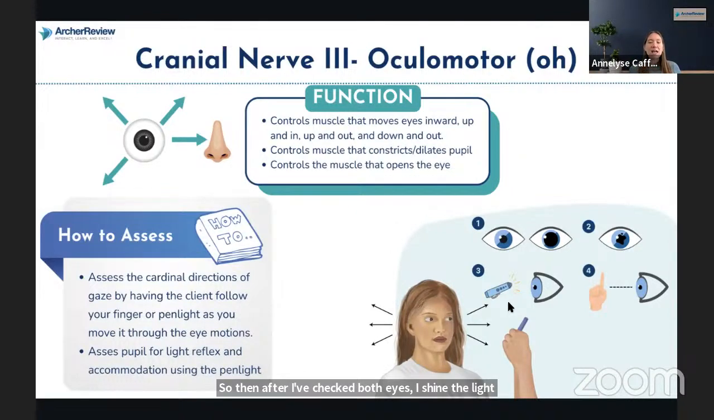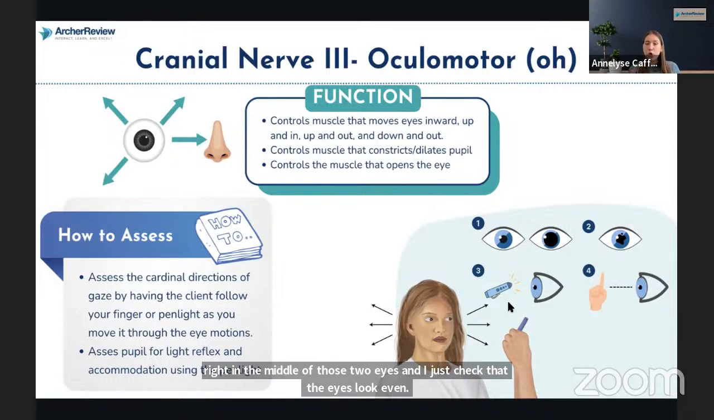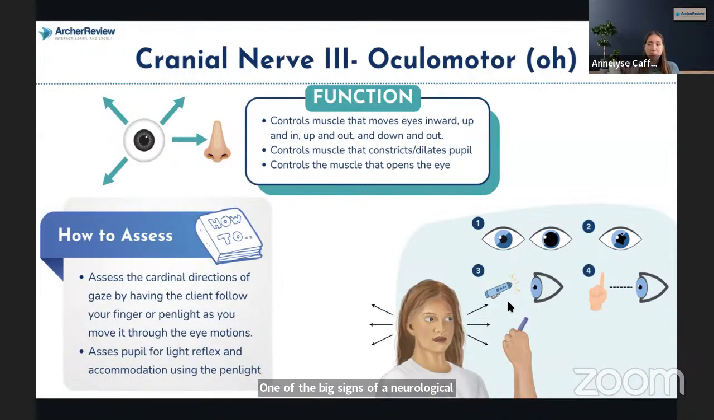One of the big signs of a neurological issue, or for example, brain trauma that would be concerning, is what we call a blown pupil. That is when one pupil is way bigger than the other. That would be concerning and something you want to report to a provider. This is also a great time where you can see, is their red reflex in kids intact? Well, that can be a sign of cancer in kids. So you want to look for that.